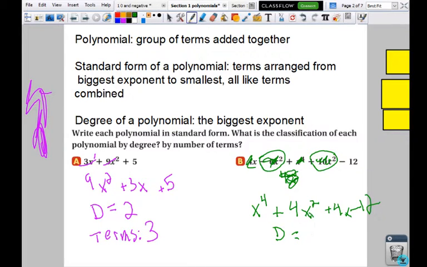Alright, that is a minus 12. My degree is 4. That's my biggest exponent. And then my number of terms is also 4. Yep. Degree is your biggest exponent. Terms is the number of things you're adding together.